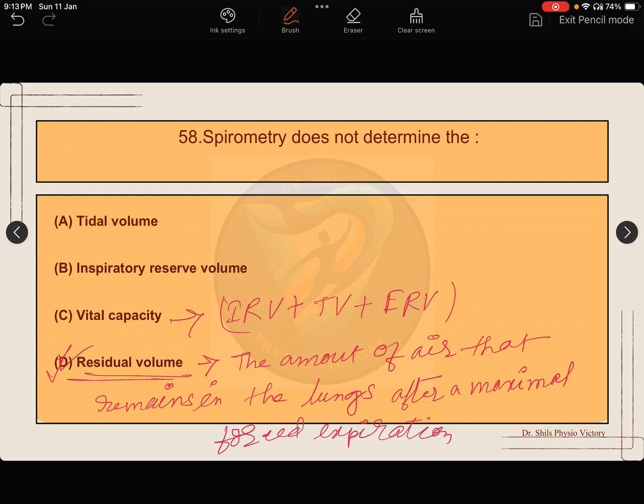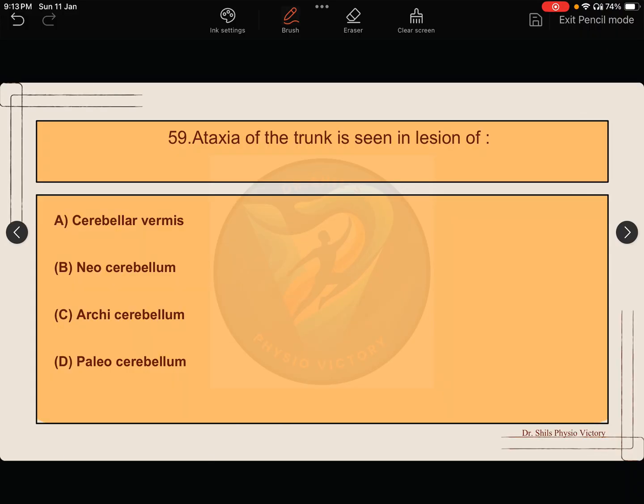Next, come to question number 59. Ataxia of the trunk is seen in lesion of option A cerebellar vermis, option B neocerebellum, option C archicerebellum, option D paliocerebellum.